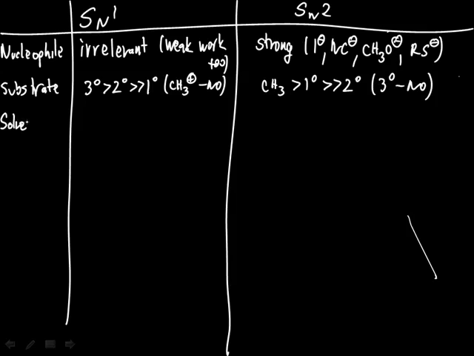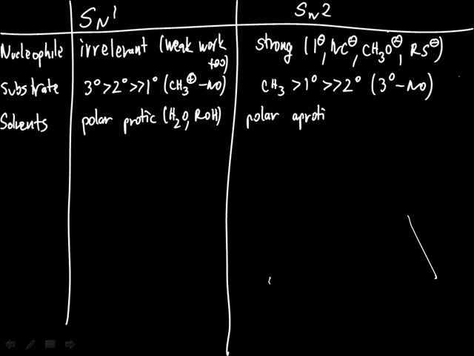Solvents are different as well. SN1 reactions require polar protic solvents, such as water or alcohols. SN2 reactions require polar aprotic solvents, such as acetonitrile, DMF, DMSO, or so forth.